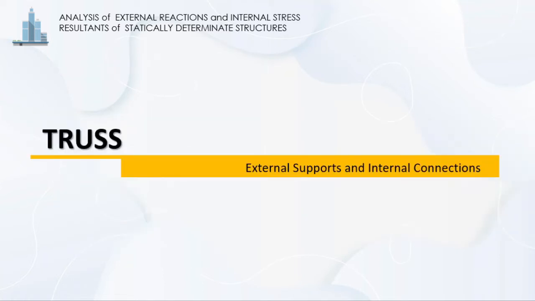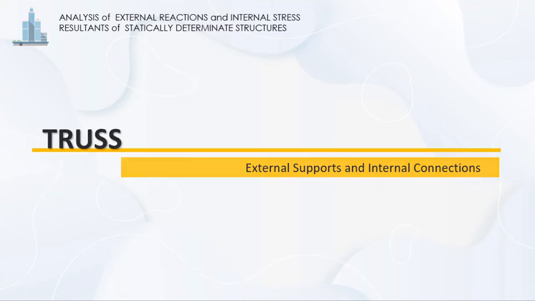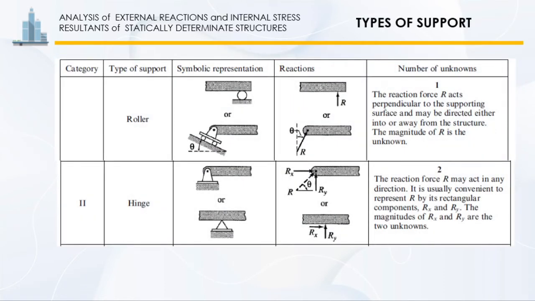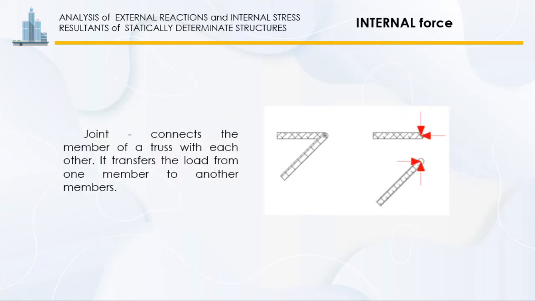Next, external supports and internal connection. These are the most common types of support for truss. We have a roller and the hinge. Kagaya lang ito nung nandun sa beam natin. This is the symbolic representation for roller and this is for the hinge. Sa reaction natin sa roller, isa lang siya. Sa hinge naman, dalawa.